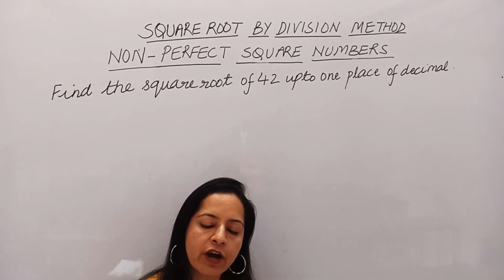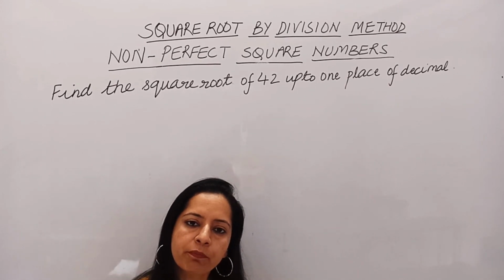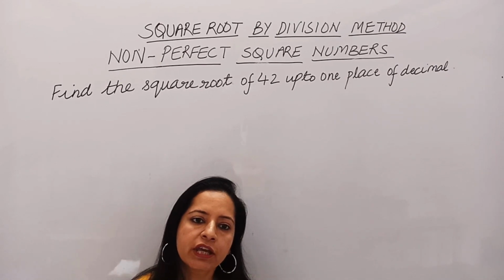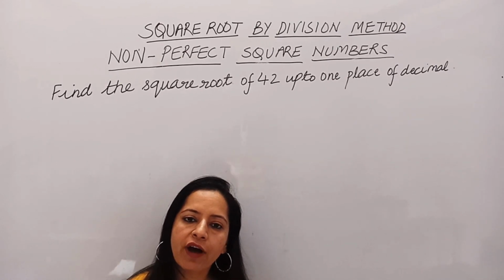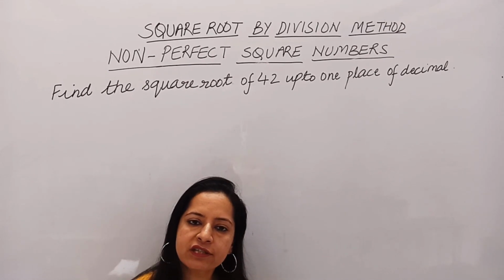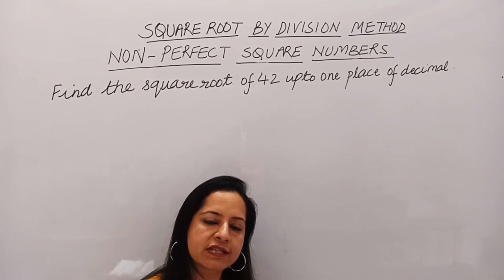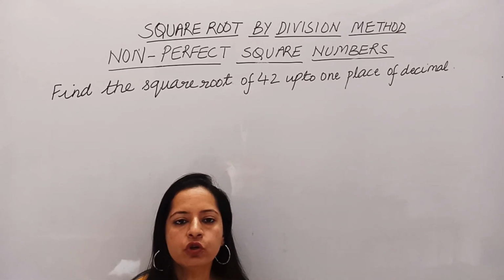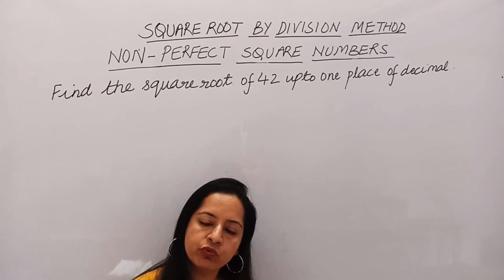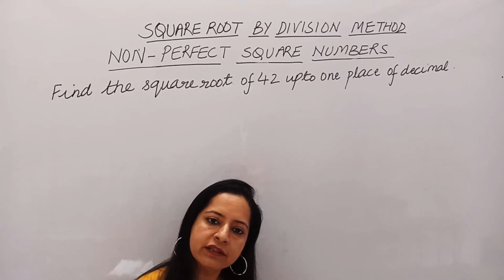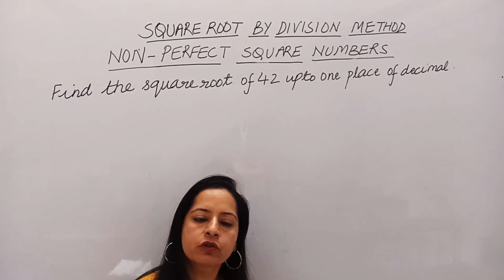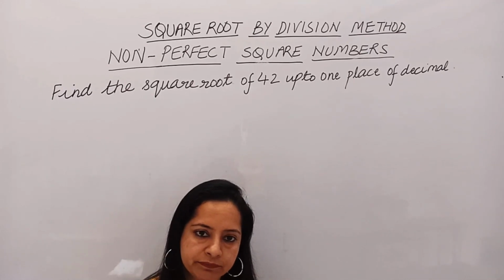When we have to find the square root of non-perfect square numbers, we'll get the answer in decimals. So if the question says find the answer up to 2 places of decimal, then you need to find the square root up to 3 places of decimal and then round it off to 2 places of decimal. And if the question says find it up to 3 places of decimal, you find the answer up to 4 places of decimal and then round it off to 3 places of decimal.